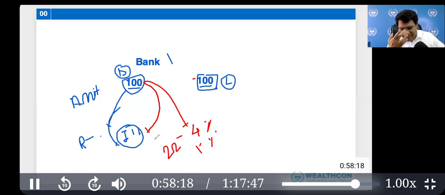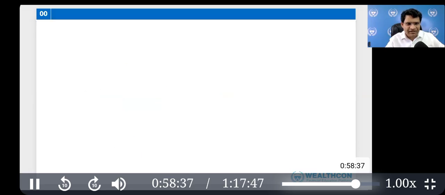Another constraint is the capital adequacy ratio. RBI says that if your capital is 100 rupees, you cannot give a loan of more than 800 rupees. You cannot have 5x leverage, only 4x. Okay. Banks are a very interesting entity. We'll see that some other day, maybe in the Tuesday meet.